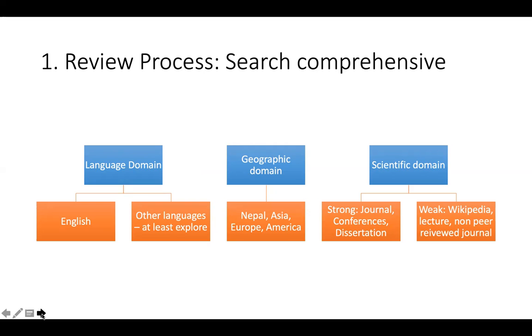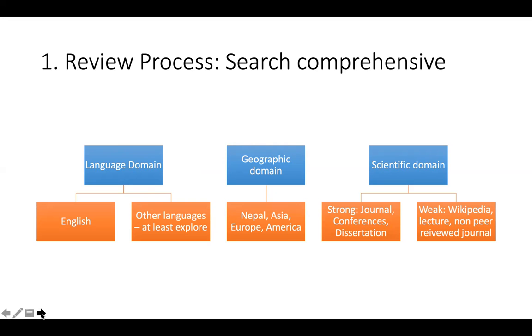Also be wide in terms of geography. Look for research from different geographical areas. For example, if you are doing research in Nepal, of course, search articles concentrating on Nepal, and then maybe Asia, Europe, America, or wider geographically.